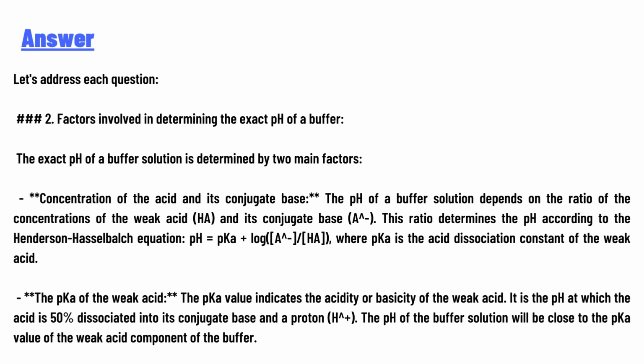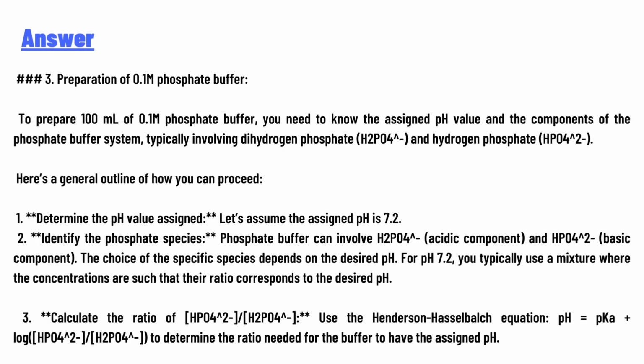The pKa of the weak acid: the pKa value indicates the acidity or basicity of the weak acid. It is the pH at which the acid is 50% dissociated into its conjugate base and proton. The pH of the buffer solution will be close to the pKa value of the weak acid component of the buffer. Third, preparation of 0.1 M phosphate buffer.